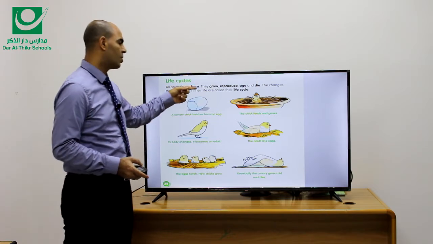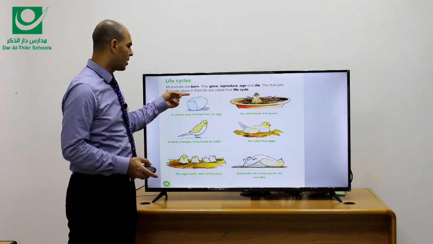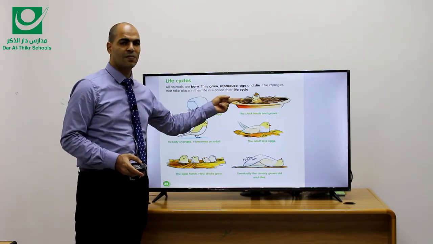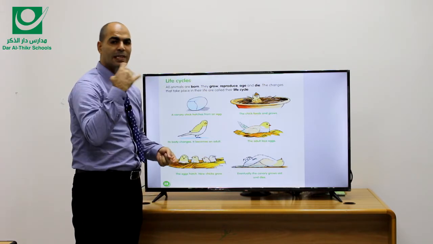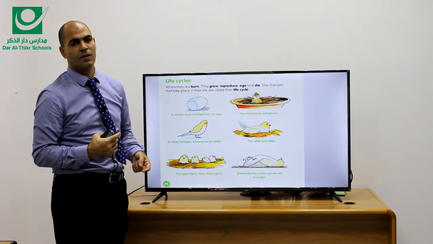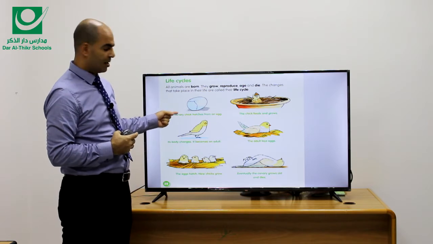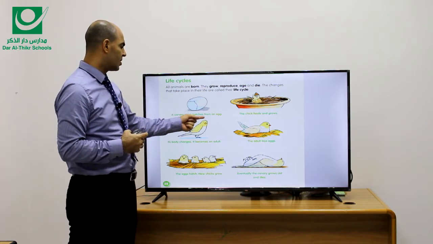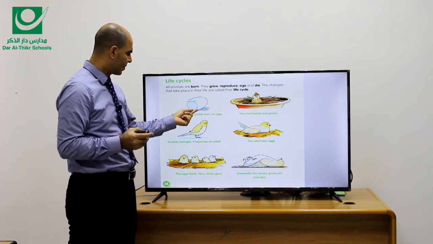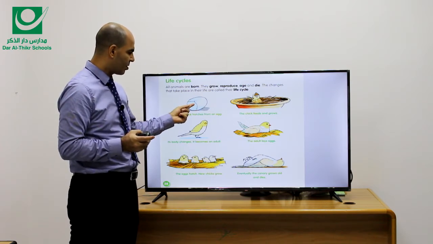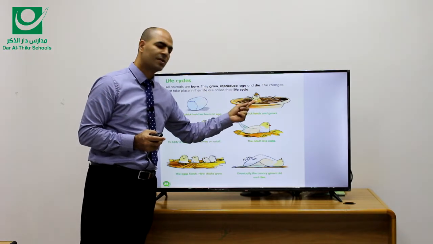All animals are born, they grow, reproduce, age, and die. The changes that take place in their life are called their life cycle. So life cycle means the stages, the changes in their life. Here you can see an egg. A canary chick hatches from an egg. Hatch, comes out of the egg. So the chick comes out of the egg. Here the chick feeds and grows.